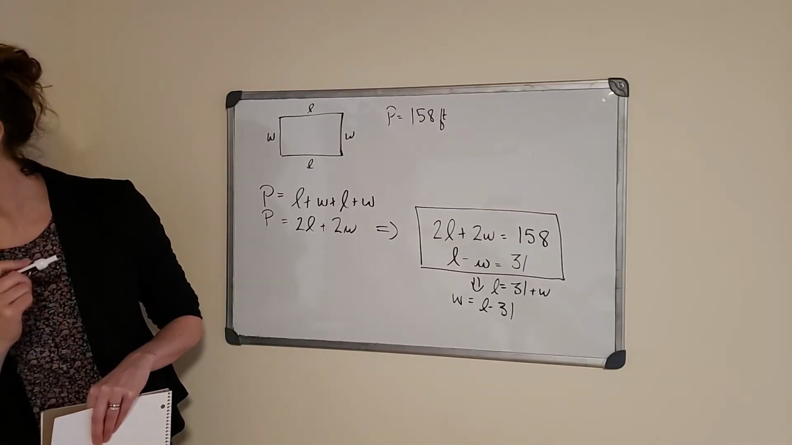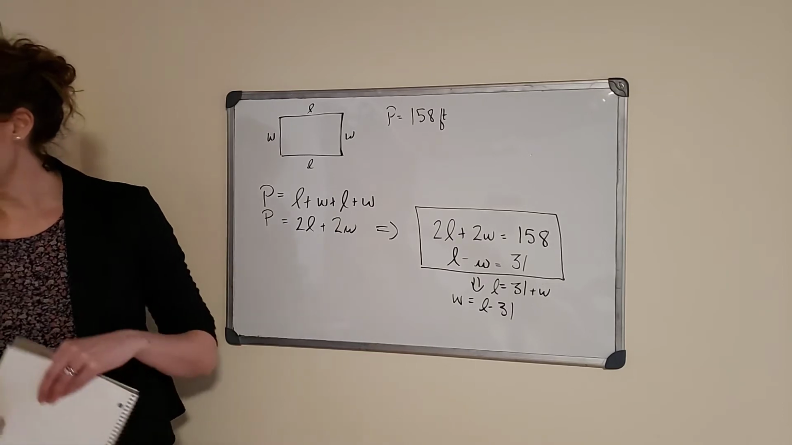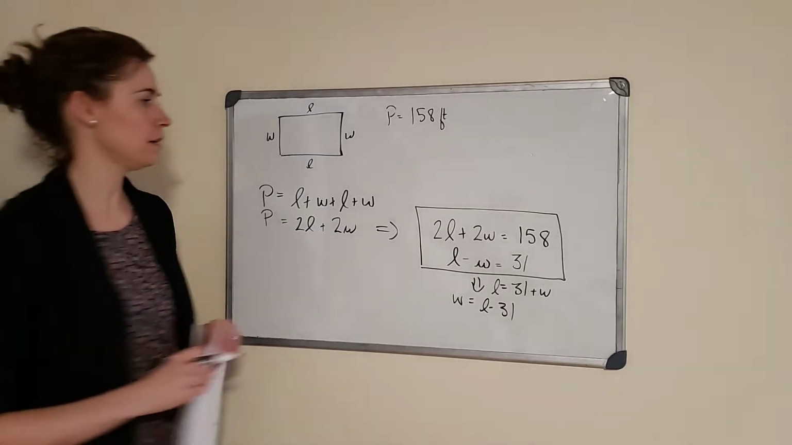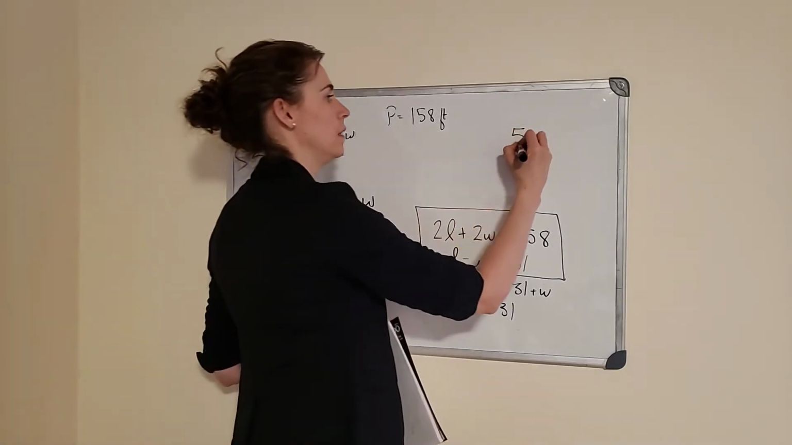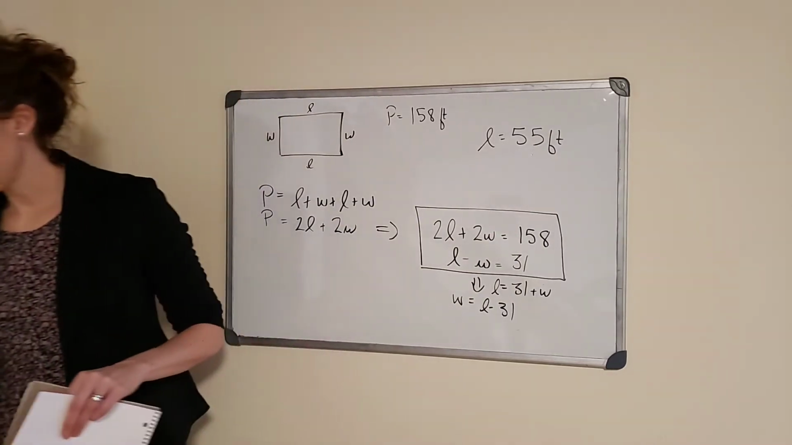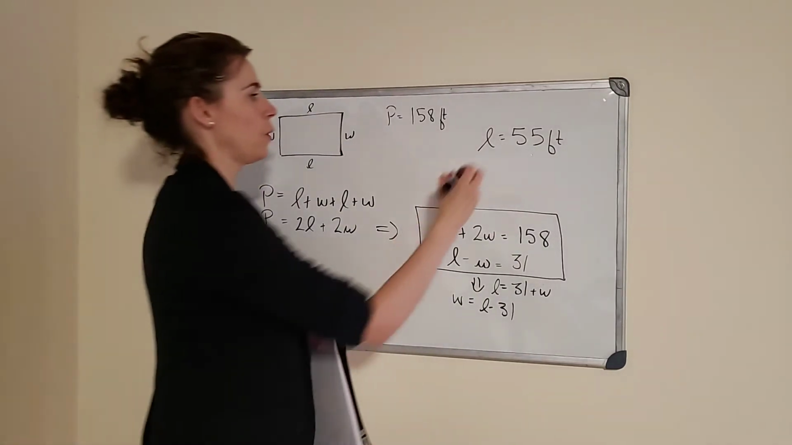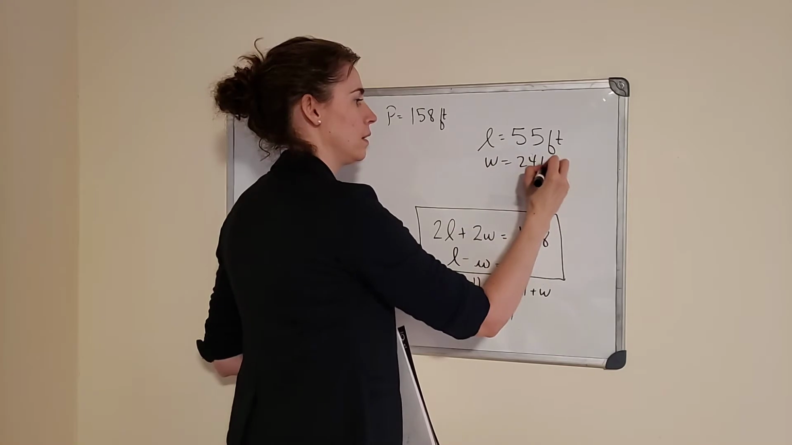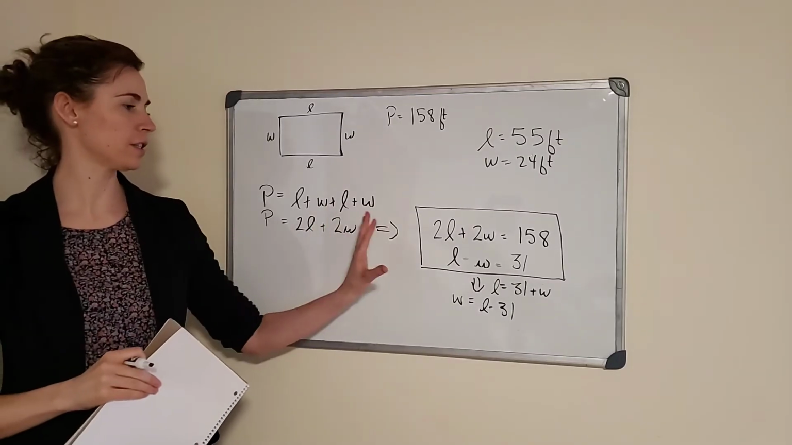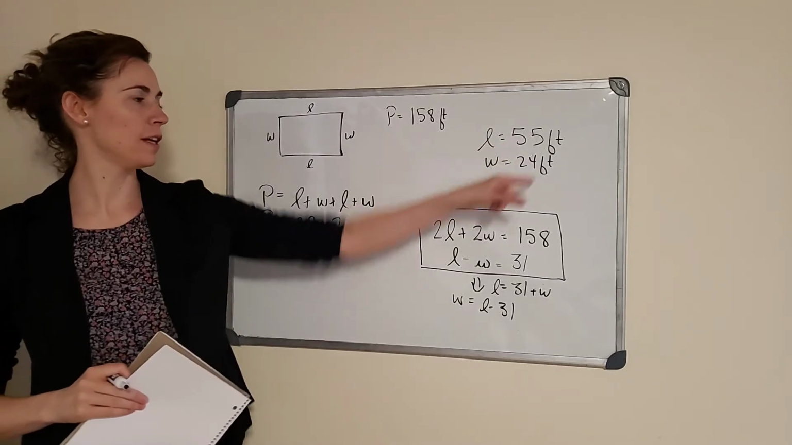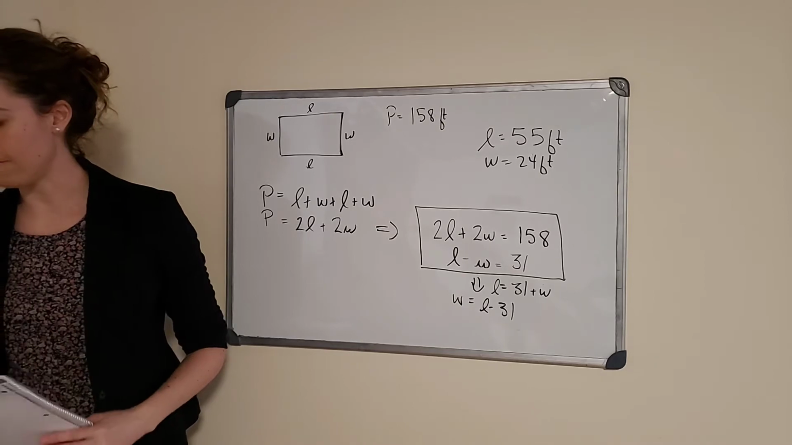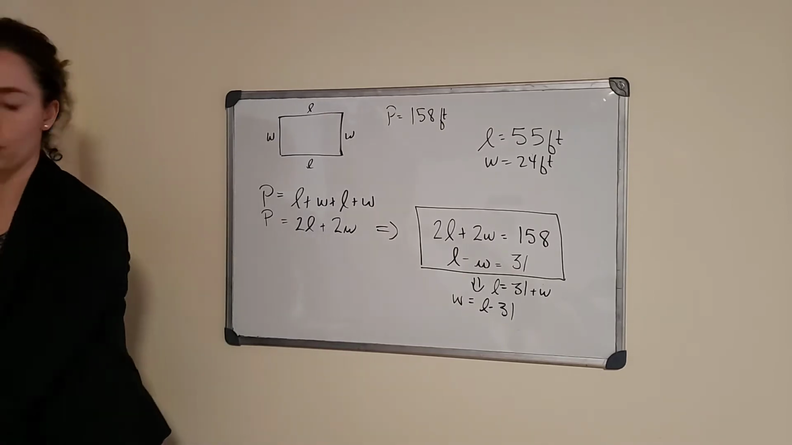Then it says, Sebi has determined that the stage is 55 feet long. Okay? So the length is 55 feet. This is what Sebi found out. And 24 feet wide. Okay, he found that out. Now, in this one, we're not actually going to solve this linear system. We will get into that, but for this one, Sebi did the work for us. Okay, use the linear system from part A to verify that Sebi is correct.